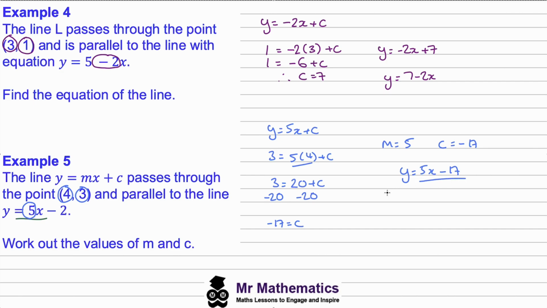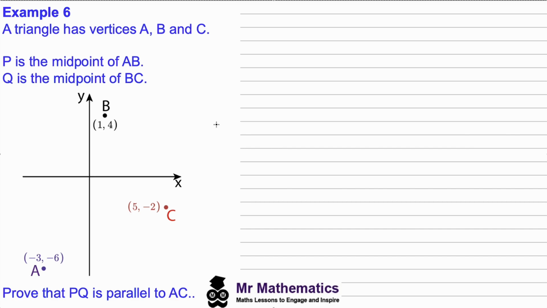Okay? Let's try one more question. So finally, in example 6, we're told that a triangle has vertices A, B, and C. P is the midpoint of AB, and Q is the midpoint of BC. We've been asked to prove that P to Q is parallel to A to C. So do you want to try this question yourself? You can pause the video and come back when you're ready.